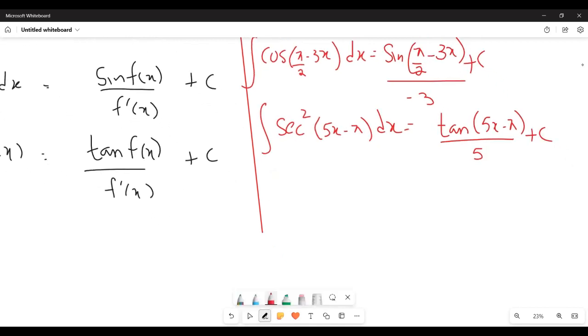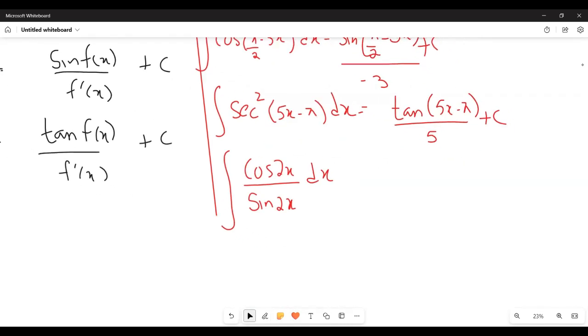Next is integration of cos 2x dx upon sin 2x. Denominator has sin 2x, numerator has cos 2x dx. So what should be the integration of this? Cos 2x in the numerator, sin 2x in the denominator.